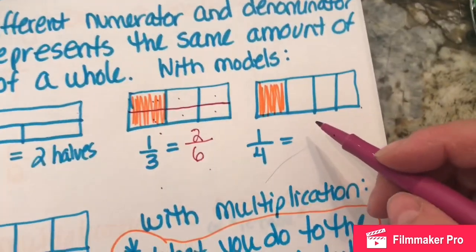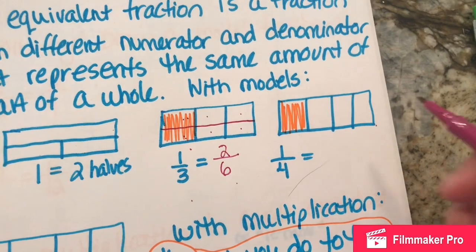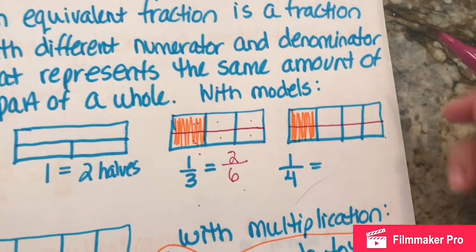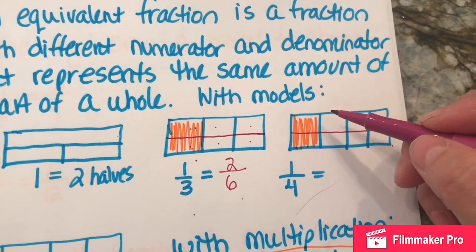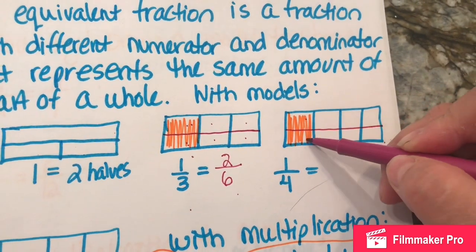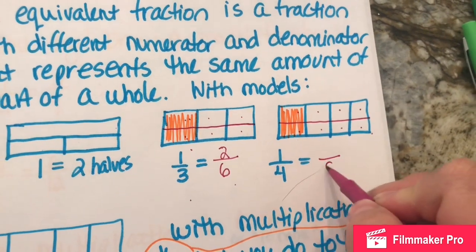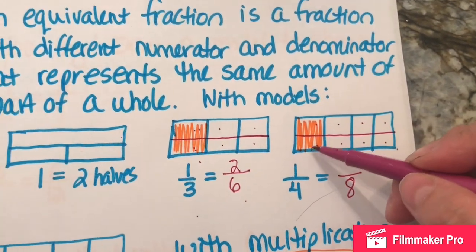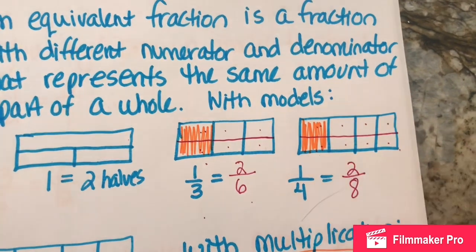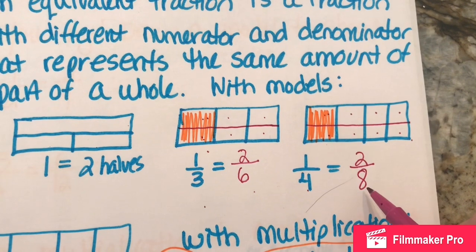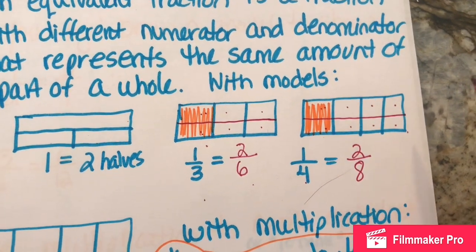Over here, I have a model that shows 1/4. And in order to do an equivalent fraction, I'm simply going to cut it in half. And I'm going to now have a fraction with the denominator of 1, 2, 3, 4, 5, 6, 7, 8. So I know that's 8ths. And I have 1, 2 of those 8ths covered up. So I know that 1/4 is equal to or equivalent to 2/8.